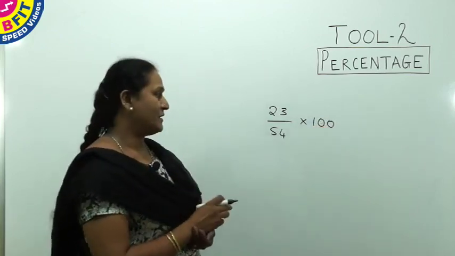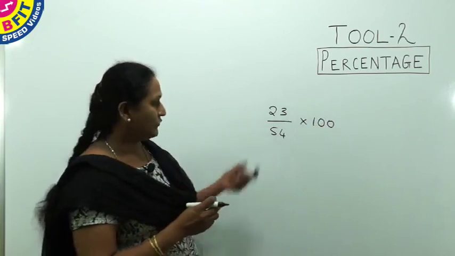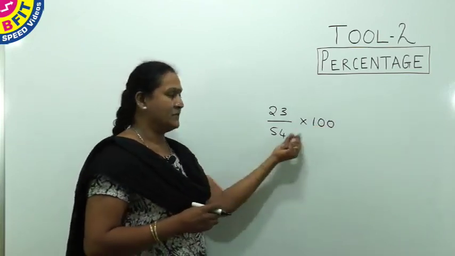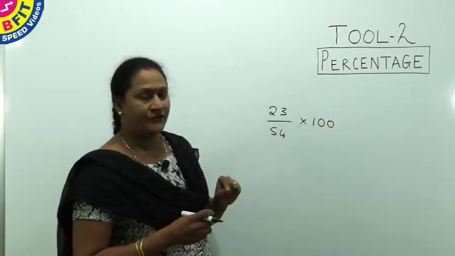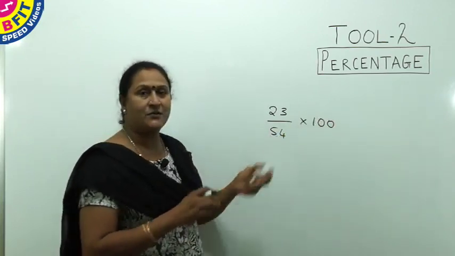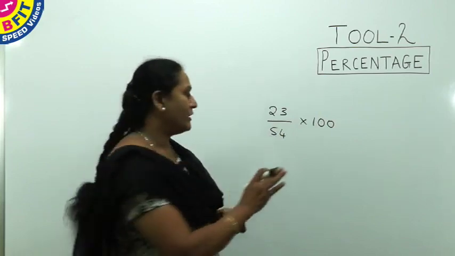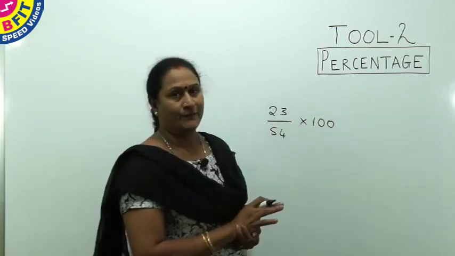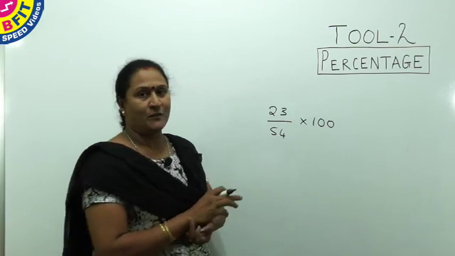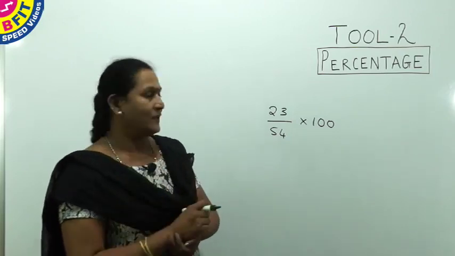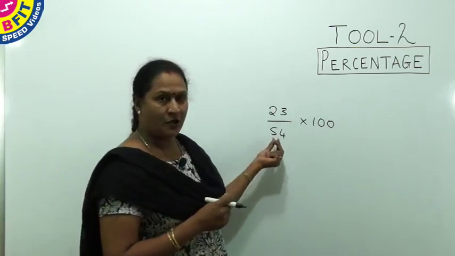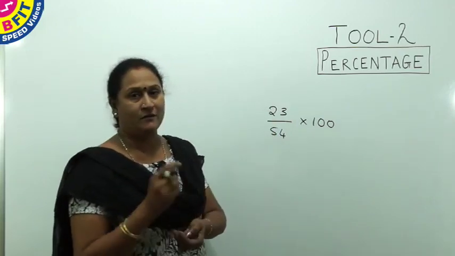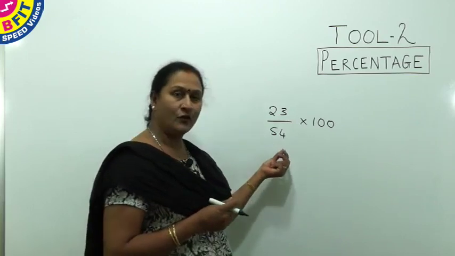Now, to find the percentage, what will many do? This is divisible by 2, so they will cancel this 100 by 2 as 50, and cancel this as 27, and work it out. But there is no need to consider this 100 at all. By making a split-up for the denominator, we can easily calculate the percentage. We can find what percentage of the denominator is the numerator. Here, what percentage of 54 is 23.